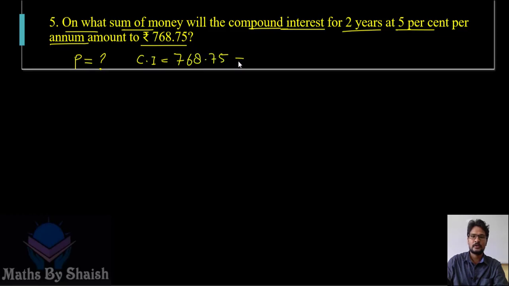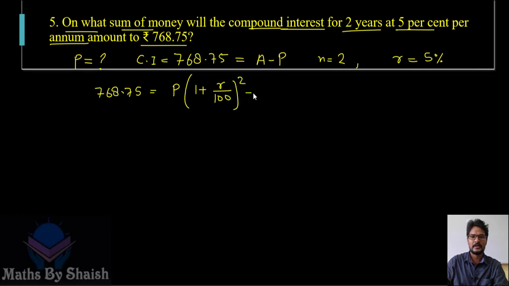768.75, and we know that CI is A minus P for 2 years. So n is 2, rate is 5%. So we use the formula for A minus P. So I will use 768.75, the CI formula, A minus P, and A is P times 1 plus R over 100 to the power 2, minus P. That's the complete case, and we have used the formula for it.